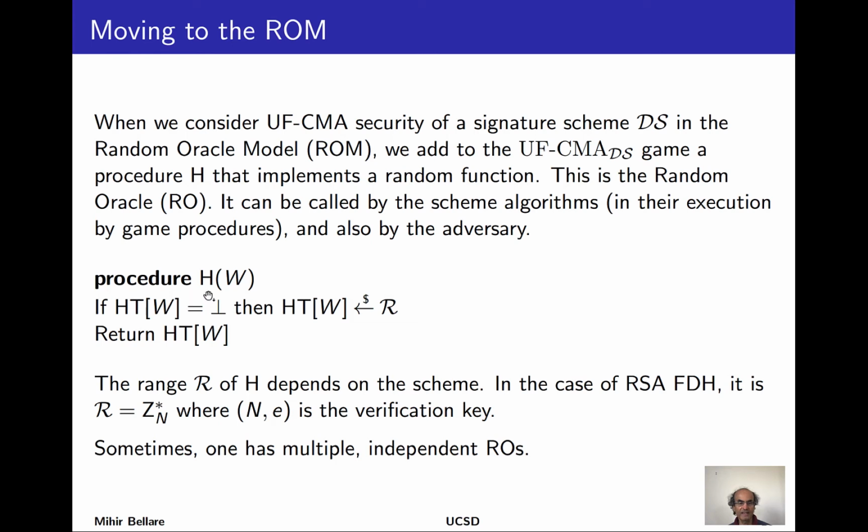What does this procedure look like? On inputs W, it maintains a table HT, and it returns random points in some range set R. However, it makes sure that if it had already been called on a point W and is called again, it stays consistent, returning the same point as before. What is this range set R? It might depend on the scheme, and in the case of RSA FDH, it's the range of our desired hash function, which is Zn star, where N, E is the verification key. Okay. Now for RSA FDH, we need only one random oracle. There may be times when more are required, in which case the procedure will supply perhaps an index for H, which allows you to invoke many random oracles.